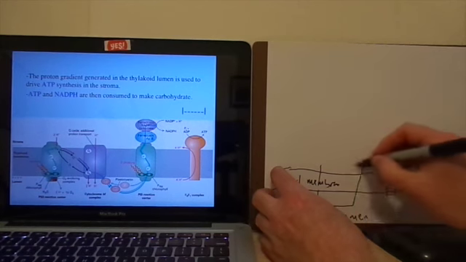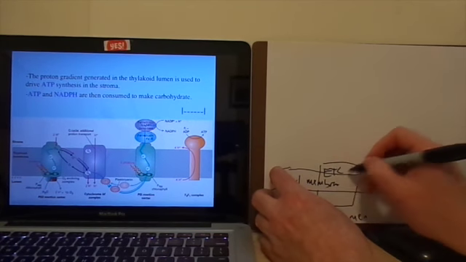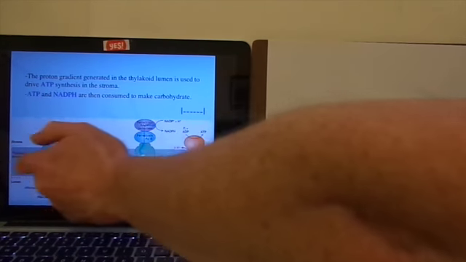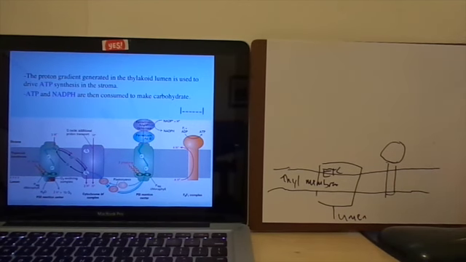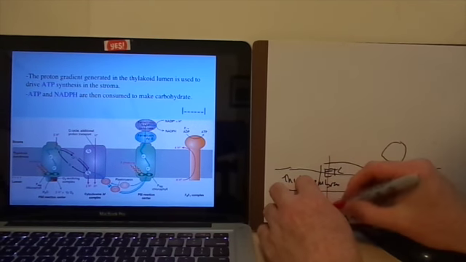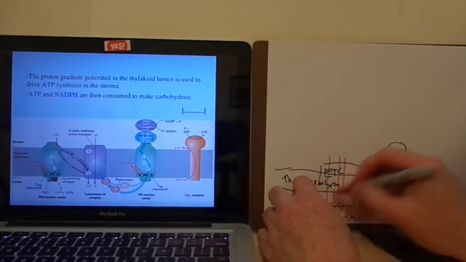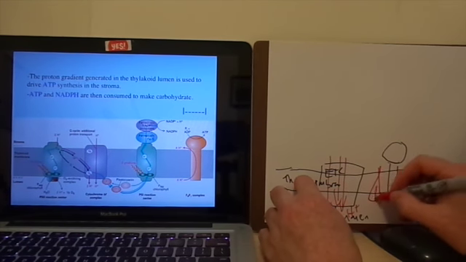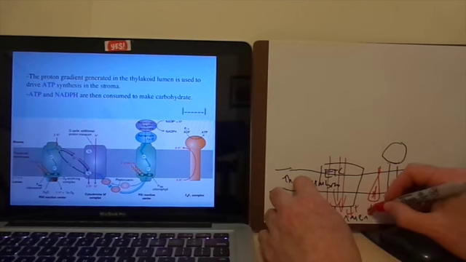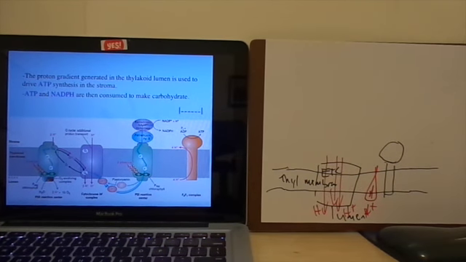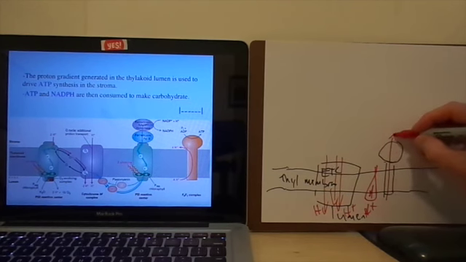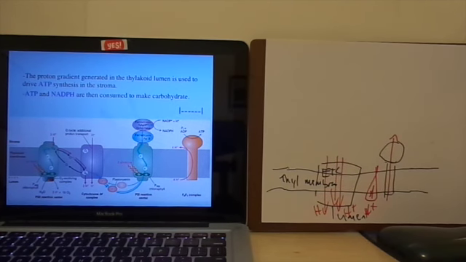All right. This was the whole electron transport chain. That is right here. All right. And you've now made this proton gradient because you're moving protons across. So you've accumulated protons. Protons are going to accumulate in the lumen. They're going to go through the ATP synthase, like this, and you're going to make ATP.